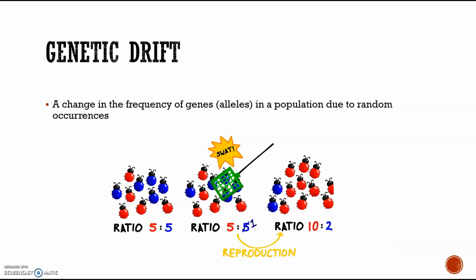This is not a selective pressure, right? The red beetles were not selected because they were better at surviving. They just happened to not get swatted.